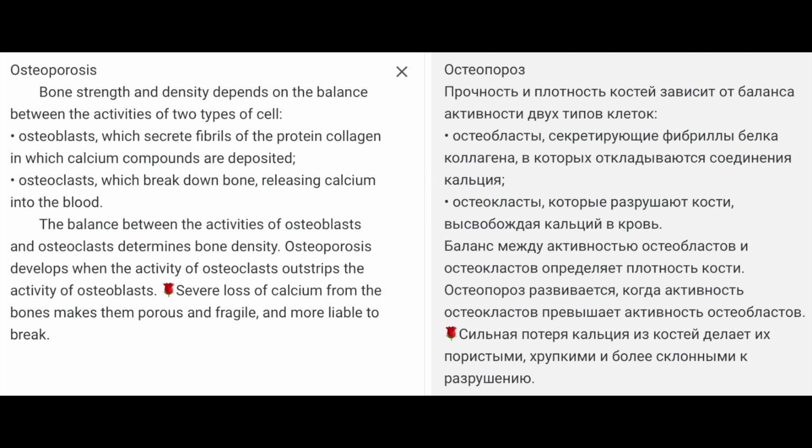Osteoporosis. Bone strength and density depends on the balance between the activities of two types of cell, osteoblasts, which secrete fibrils of the protein collagen in which calcium compounds are deposited, and osteoclasts, which break down bone, releasing calcium into the blood. The balance between the activities of osteoblasts and osteoclasts determines bone density. Osteoporosis develops when the activity of osteoclasts outstrips the activity of osteoblasts. Severe loss of calcium from the bones makes them porous and fragile, and more liable to break.